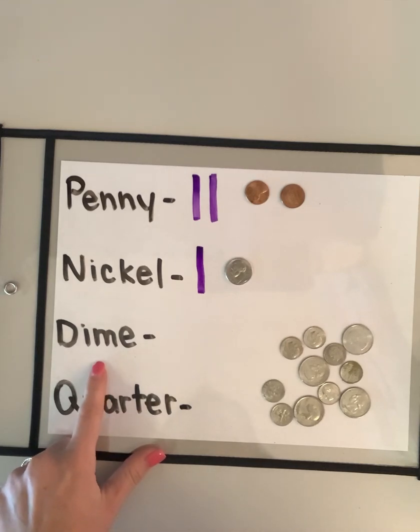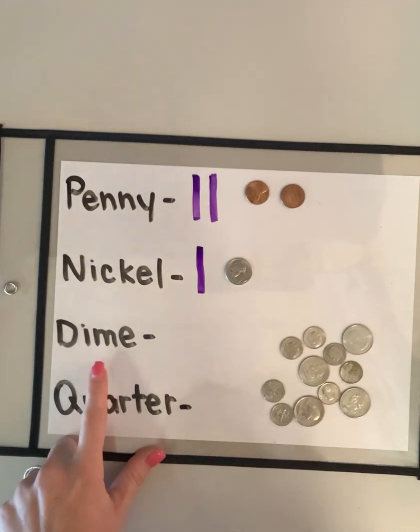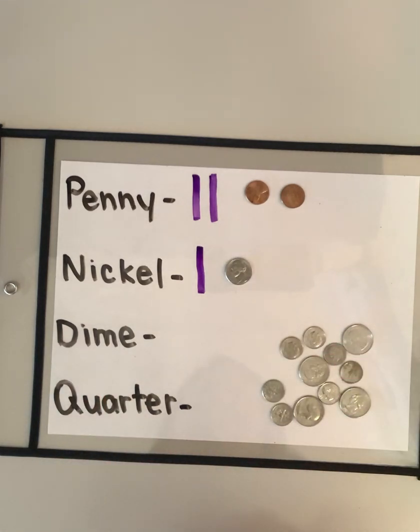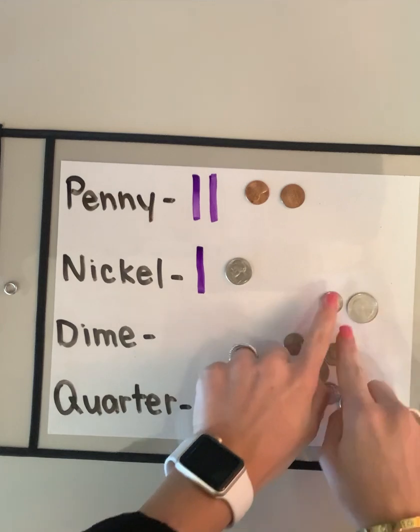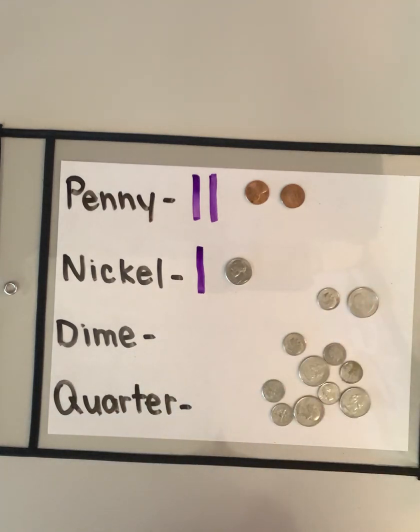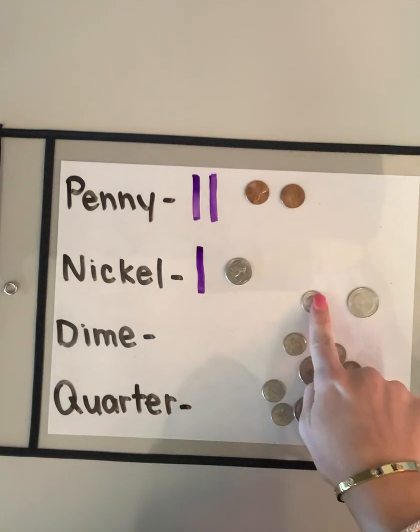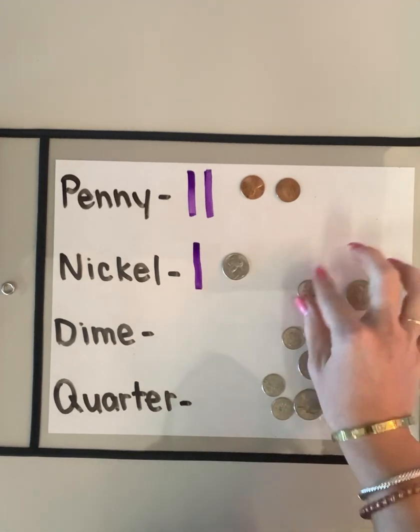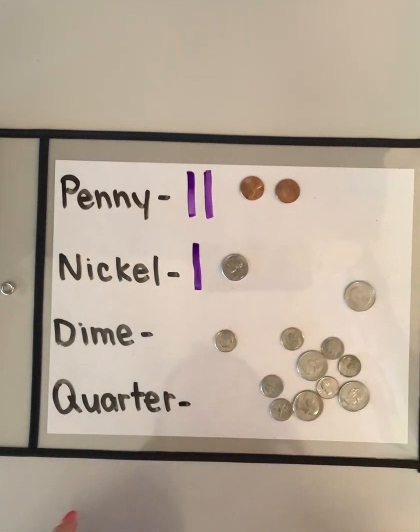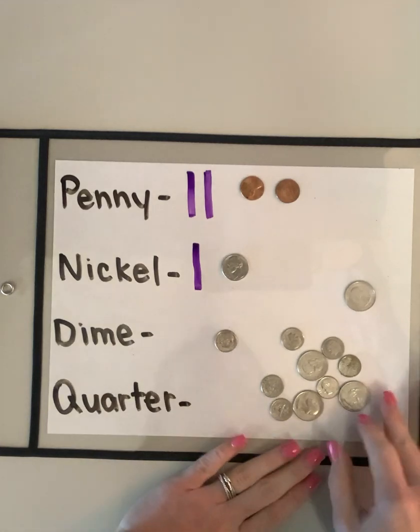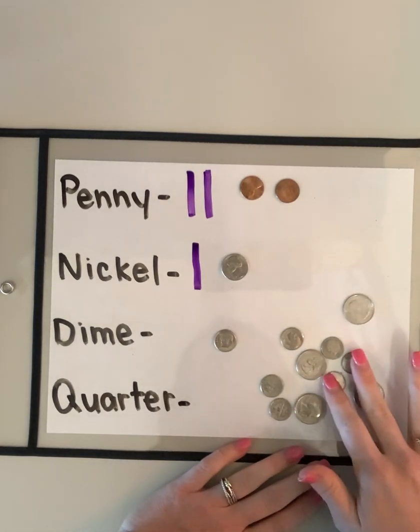Do you remember what a dime looks like? I remember that the dime is the smallest and the thinnest coin. So do you think that this is a dime or this is a dime? That's right. The smallest one is this one, so it has to be this. This is the dime.